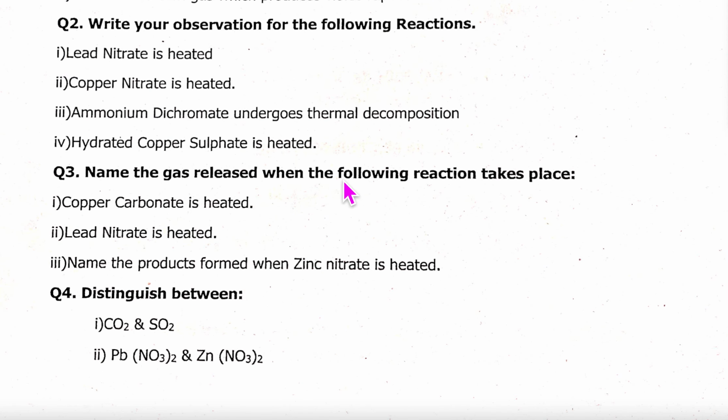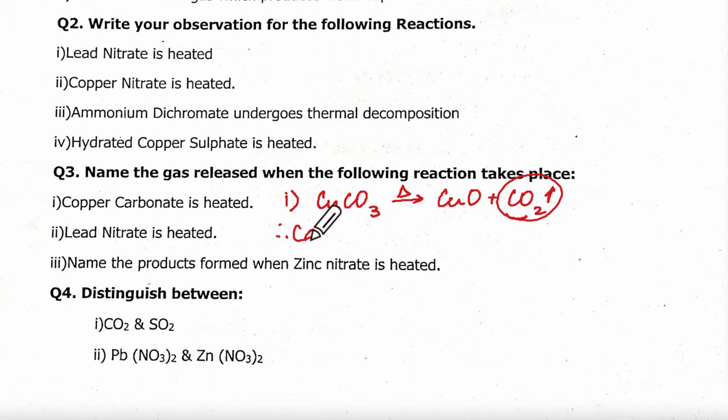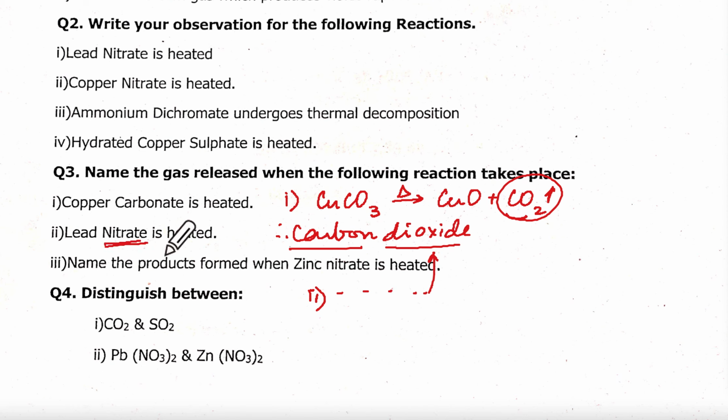What is this one? Name the gas released when this copper carbonate is heated. Copper carbonate heated, the reaction helps you to understand the question. Which is the gas? Did you understand how to write the answers? Yes, ma'am. Lead nitrate is heated. So we already wrote that reaction up there. So which gas is released? Carbon dioxide. From nitrate I'll get carbon dioxide. Sorry, nitrogen dioxide plus oxygen.